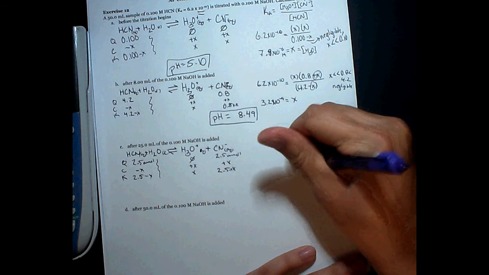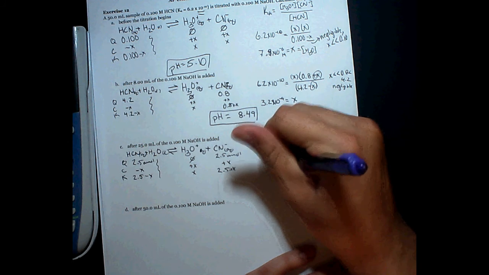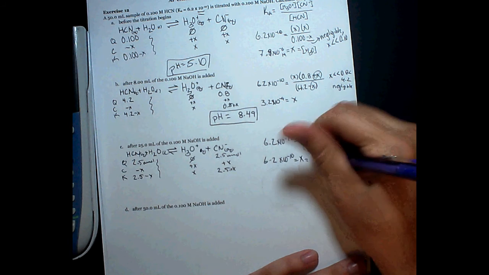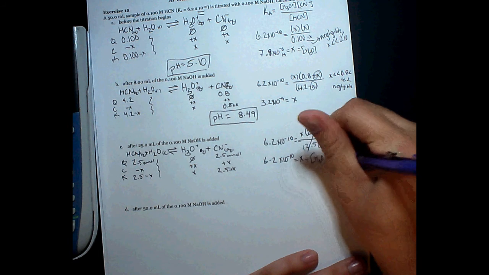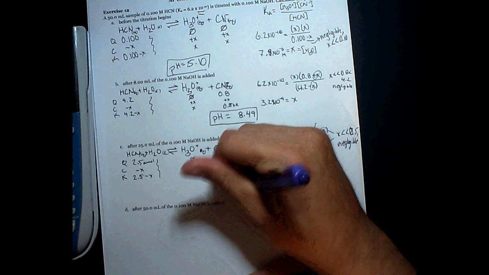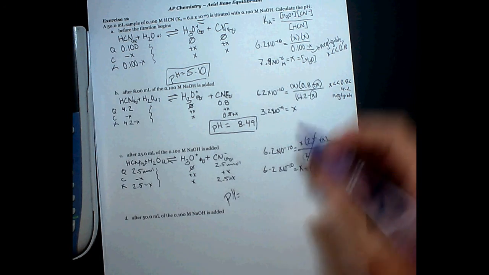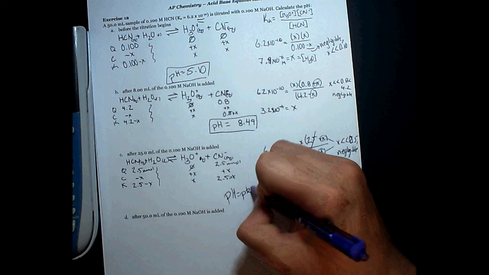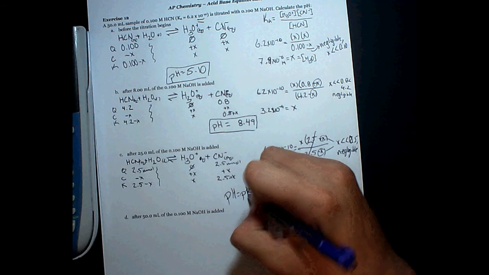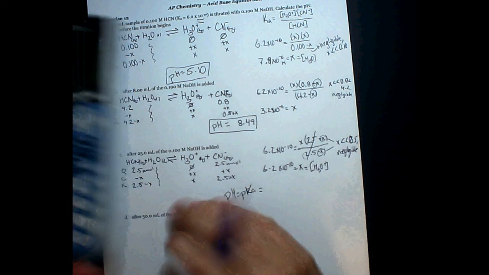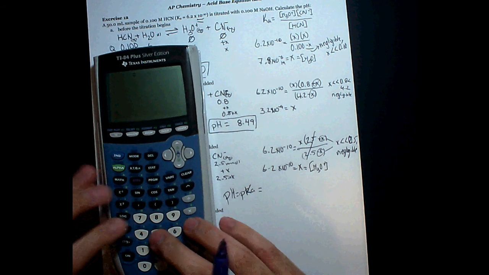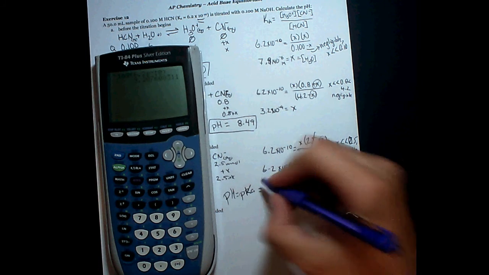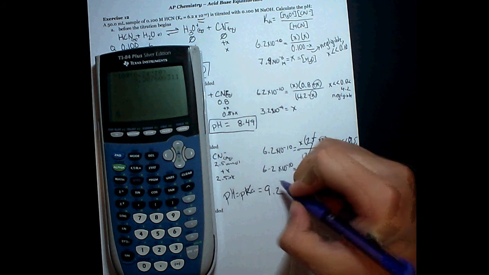Those are going to cancel out. So x is 6.2 times 10 to the negative 10th. And remember that x is equal to the H3O plus concentration. So pH is equal to the negative log of this value, which is the Ka. And all you have to do is the negative log of that. So 9.21.